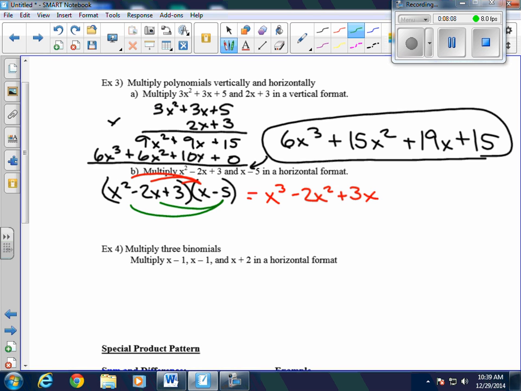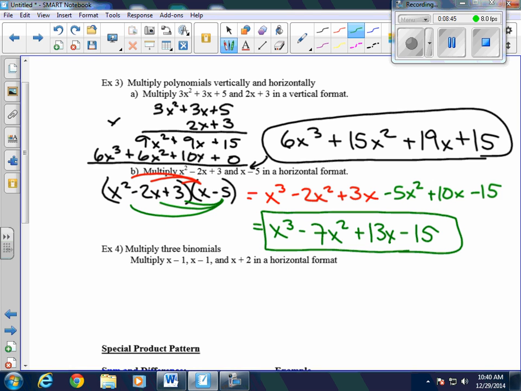Take it times here, here, and here, and that's going to give us negative 5x squared plus 10x minus 15. And then we just add our like terms up. And again, from here, you could then move this into a vertical format if you wanted to. But again, I'm going to use a horizontal format just because now I don't have to rewrite it. So it's going to end up being x cubed minus 7x squared plus 13x minus 15.